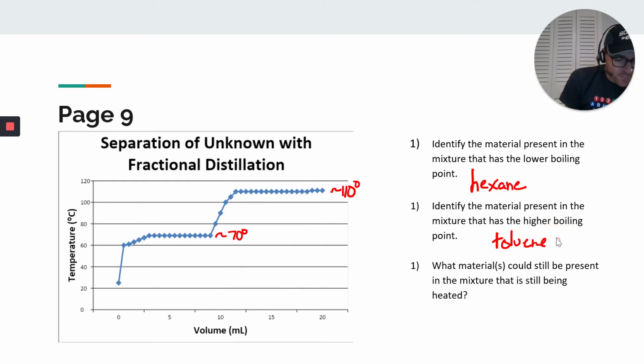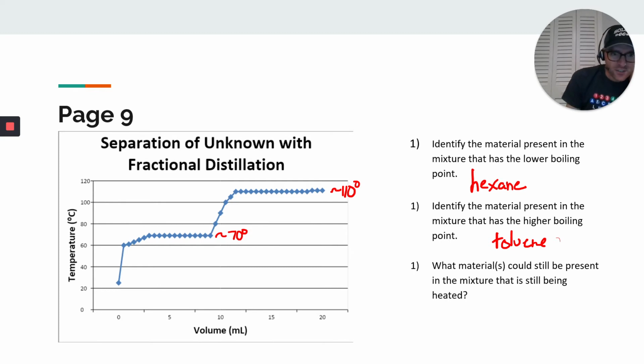Toluene has a boiling point of about 110 degrees Celsius. So that second substance must be toluene. And then number 3 asks, what materials could still be present if it's still being heated?